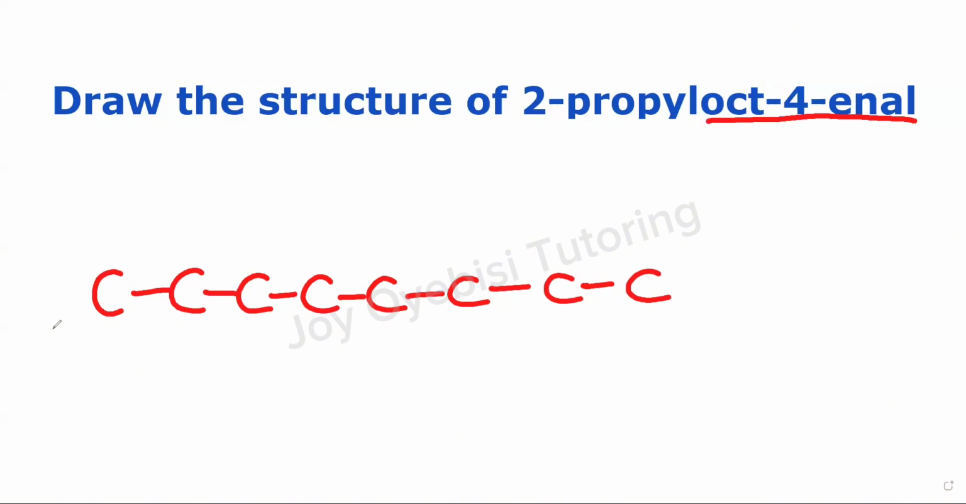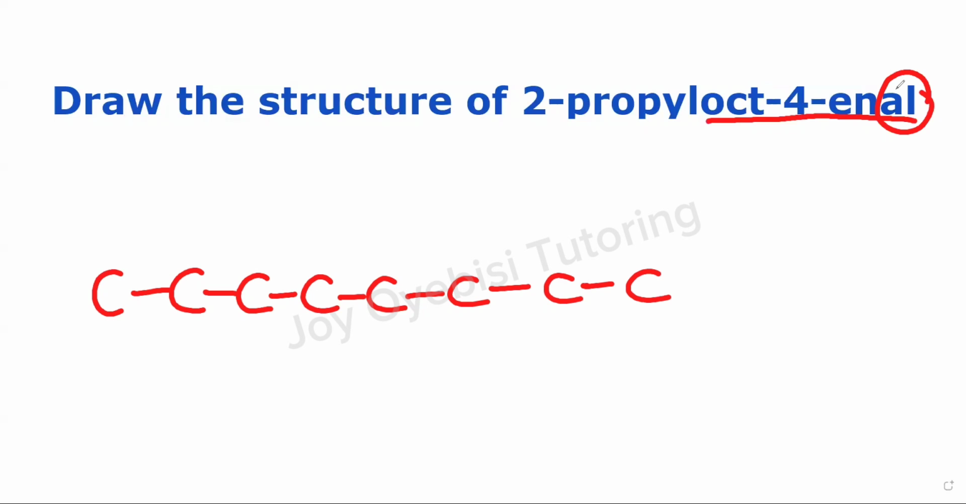So after drawing out the 8 carbons, the next thing we have to look for is the functional group. For this one, the functional group is al, which is aldehyde. An aldehyde is a terminal functional group, which means wherever it is, it's your carbon 1. So you can put it at the beginning, the first carbon, or at the end, the last carbon. But wherever you place this functional group becomes your carbon 1.